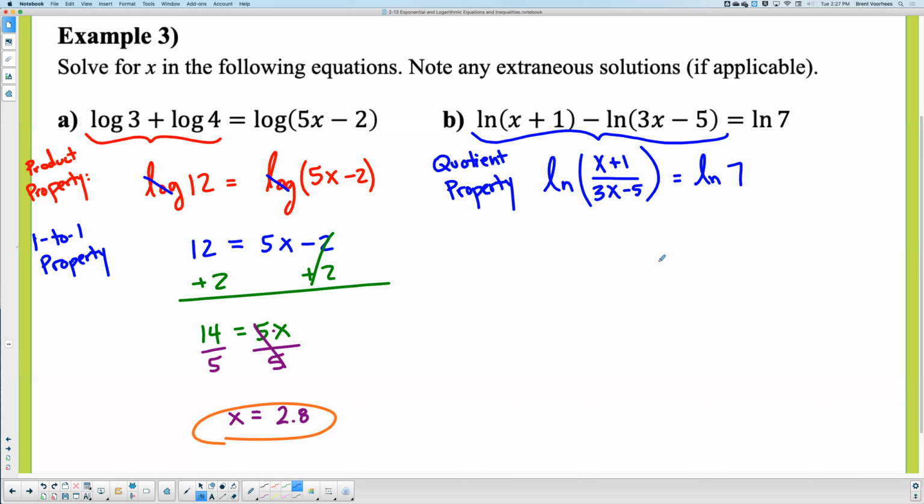Okay, how do you think we could solve this? I hear cancel. Cancel what? Natural logs. Because if the natural log of x plus 1 over 3x minus 5 equals the natural log of 7, that means x plus 1 over 3x minus 5 has to equal 7. So we're going to use the one-to-one property. Which means I can simplify out these natural logs. And I'm going to drop the parentheses. I'm just going to say x plus 1 divided by 3x minus 5 equals 7.